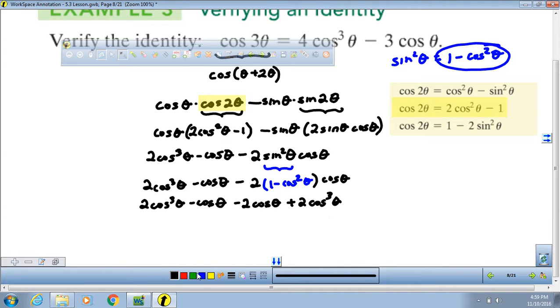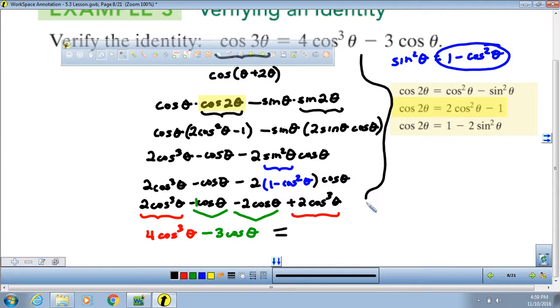Do you see? You can combine the like terms. This one and this one. 2 cosine cube of theta plus 2 cosine cube of theta would be 4 cosine cube of theta. And you can also combine negative cosine theta minus 2 cosine theta: negative 1 cosine theta minus 2 cosine theta would be negative 3 cosine of theta. And now that checks, because the right side of the equation tells you that it has to equal 4 cosine cube of theta minus 3 cosine of theta. And that checks. This is how we can verify this identity.